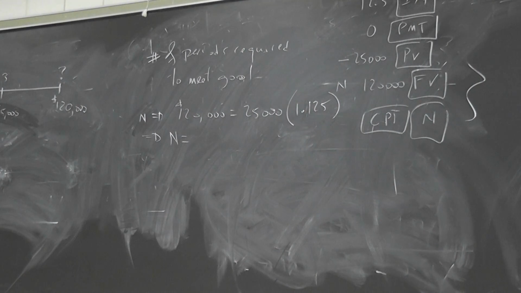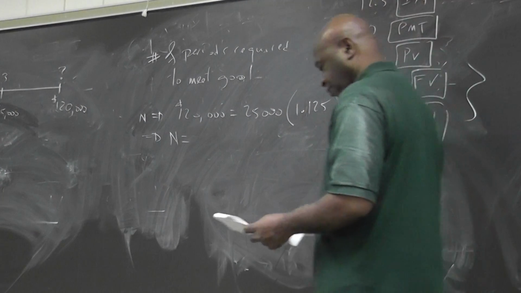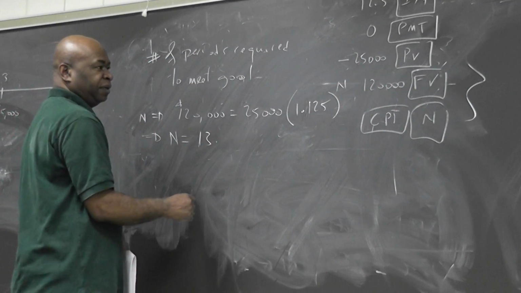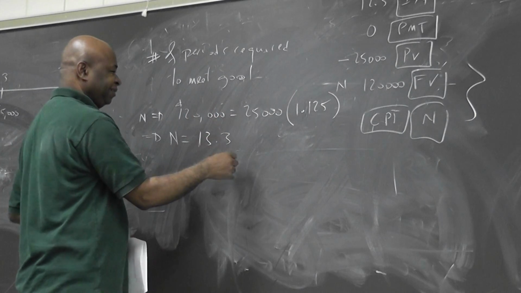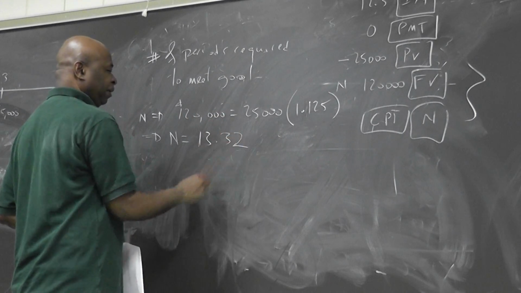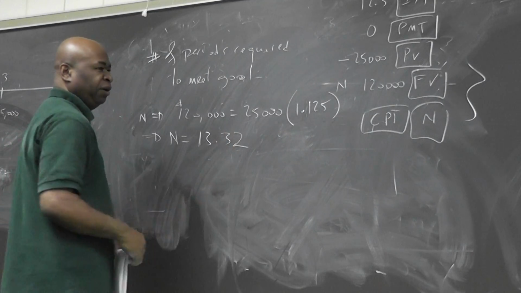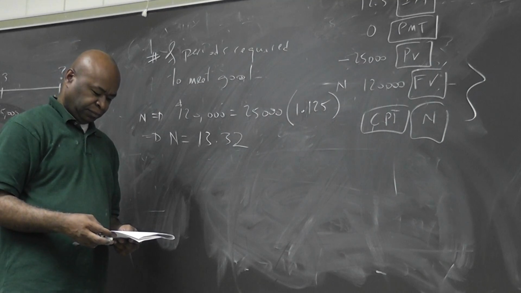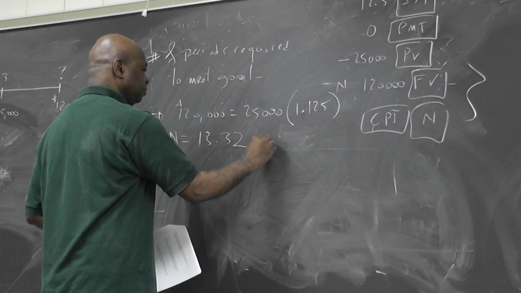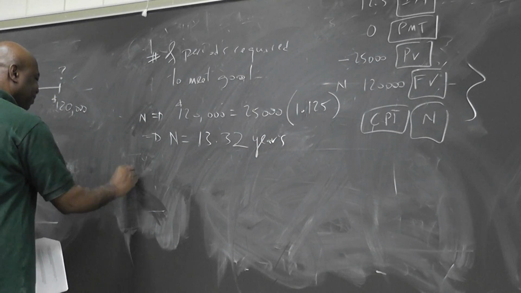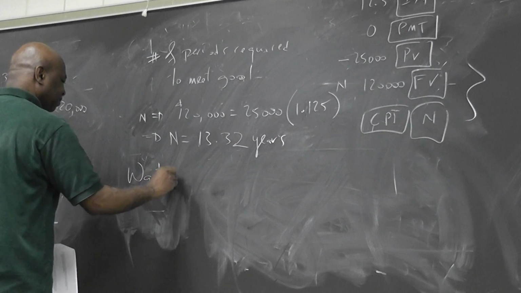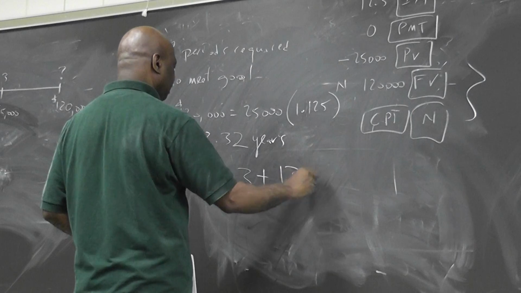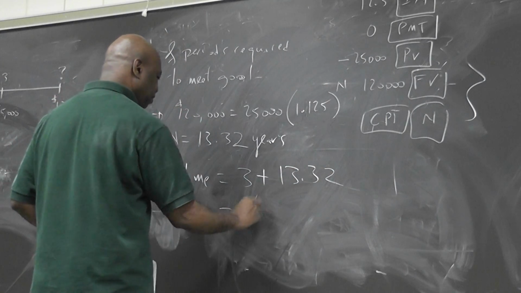So then what do I got? 13.9. 13.3178, 3.2 then, right? And then, of course, the unit here is important. Years, right? Does that make sense? It's years. So therefore, what is the waiting time? 16.32. Very good. So it'll be the 3 plus the 13.32, which is 16.32 years.